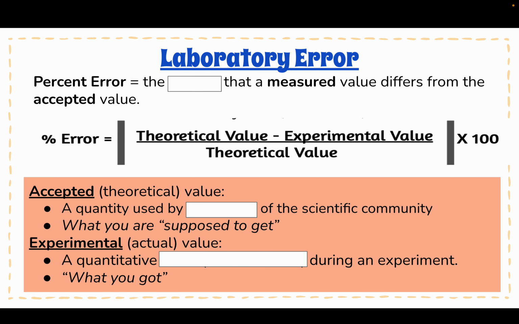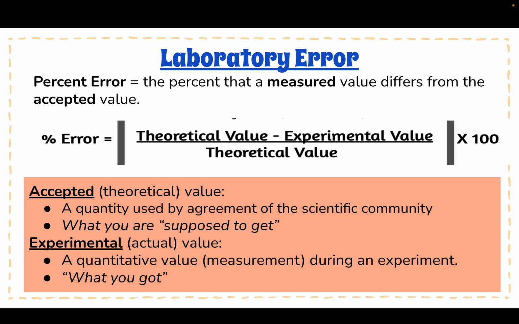So to sum up, percent error is the percent that a measured value differs from the accepted value. Remember, your accepted or theoretical value is a quantity used by the agreement of the scientific community. It's what you're supposed to get. Experimental is the actual value that you get when you're running the experiment. It is a quantitative value or a measurement that you've made during the experiment. It's what you actually got out of your experiment.